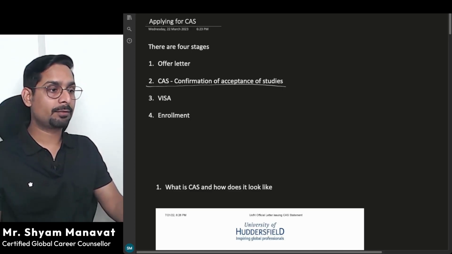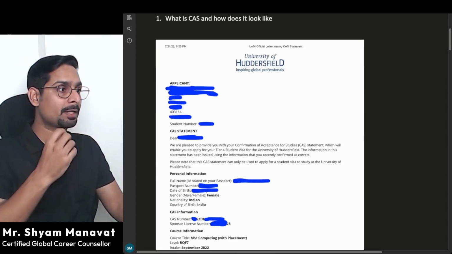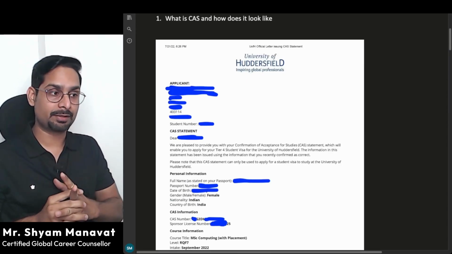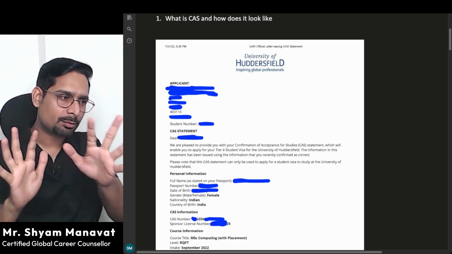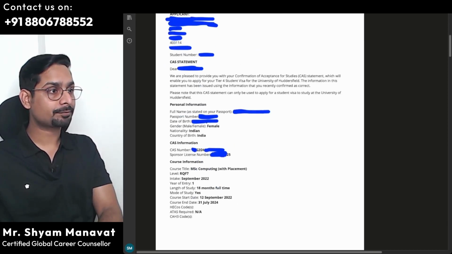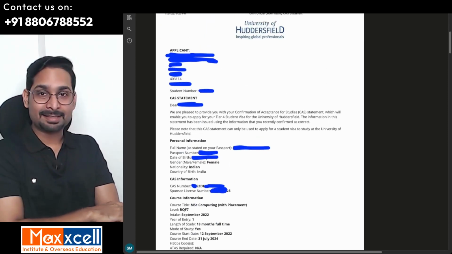Before we start, we should understand what CAS is and how it looks. I have one sample in front of you from the University of Huddersfield. Mostly the CAS looks almost the same. What is important to see is that this is not the offer letter. This is the CAS statement.